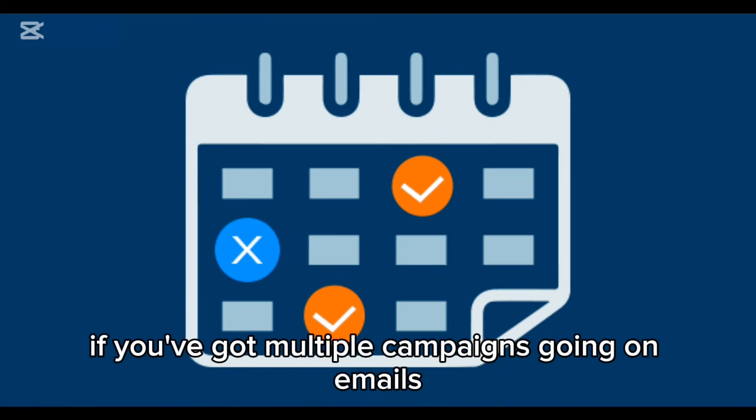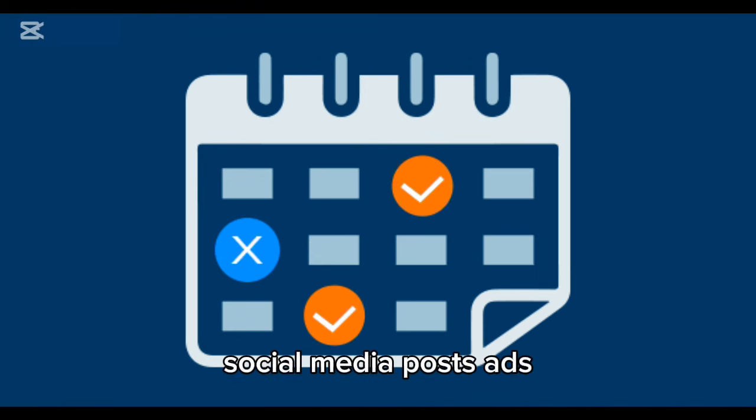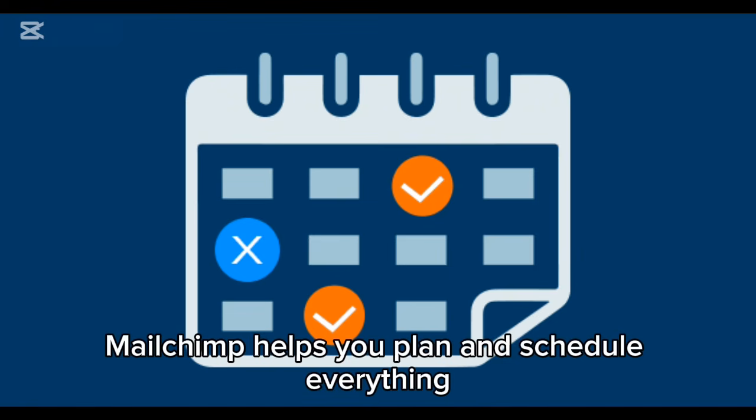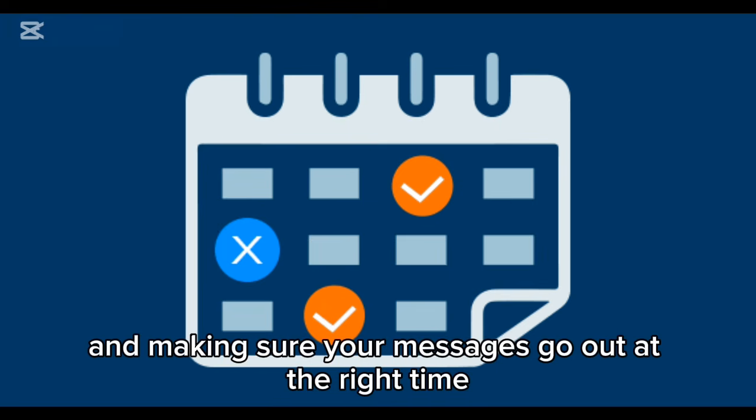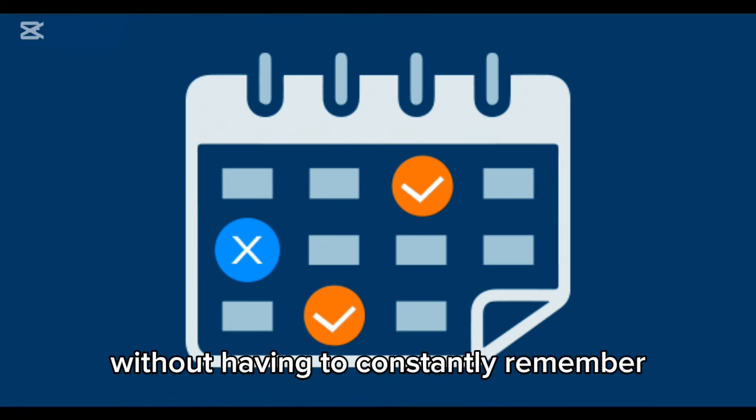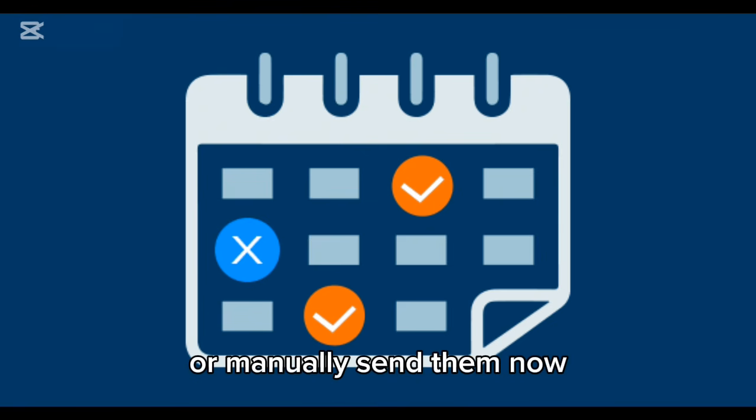Another underrated use is content scheduling. If you've got multiple campaigns going on, emails, social media posts, ads, Mailchimp helps you plan and schedule everything in one calendar view. It's great for keeping organized and making sure your messages go out at the right time without having to constantly remember or manually send them.